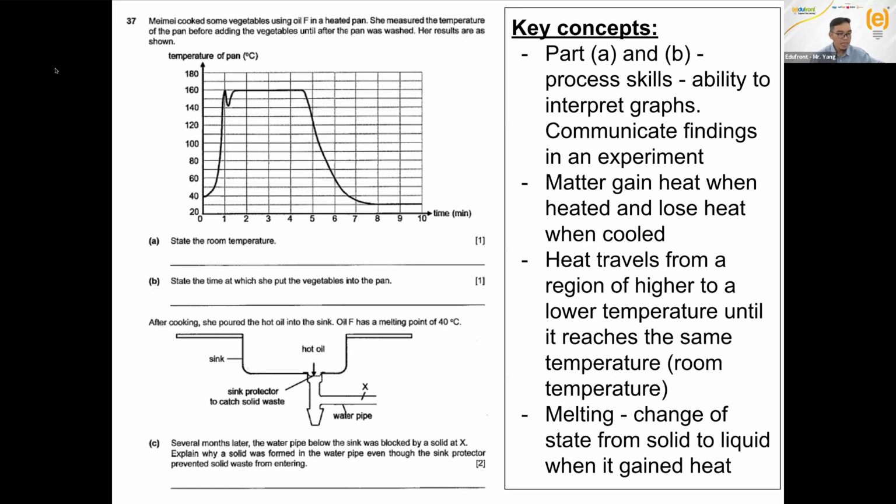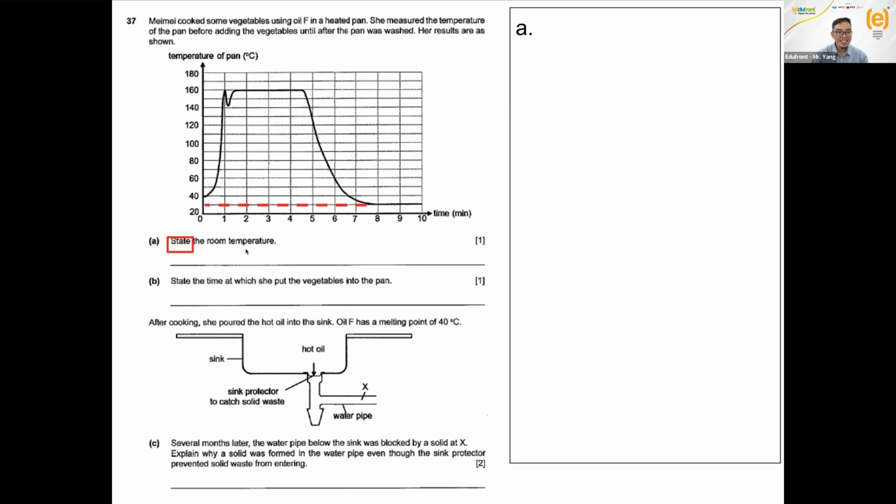Okay, let's answer the first question. Now let's take a look at the first question. State the room temperature. So we know that the room temperature is 30 degrees Celsius. Why? If you look at the experiment, at the end of the experiment, the temperature goes down all the way to 30 degrees Celsius, and it remains constant. So we can infer from this graph that the room temperature is 30 degrees Celsius.